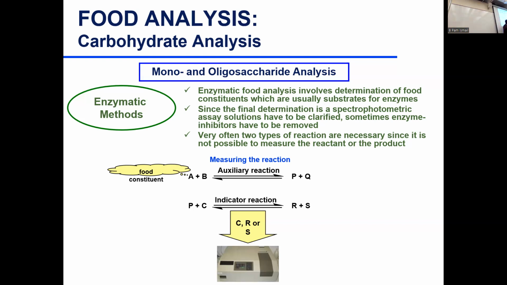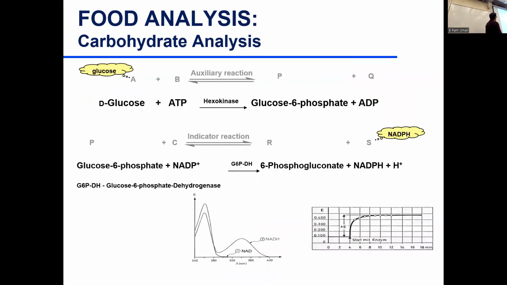So that's why with enzymatic reactions, we often have these coupled reactions. Here's an example for measuring glucose. We react glucose with ATP. We add an enzyme called hexokinase. That enzyme is going to allow the covalent linkage of one of the triphosphates here to glucose, giving you glucose 6-phosphate. That means phosphate is attached to carbon number 6.